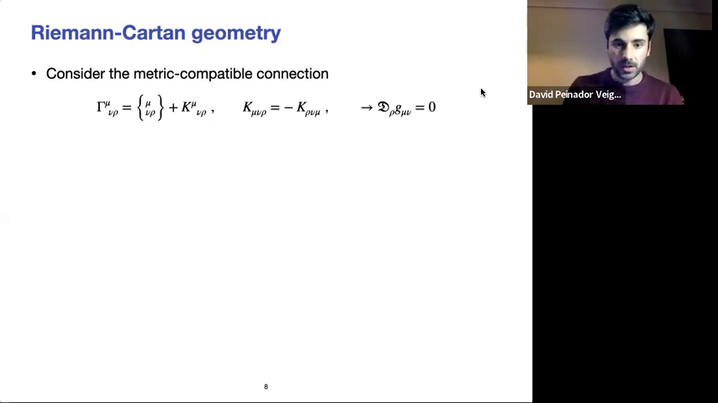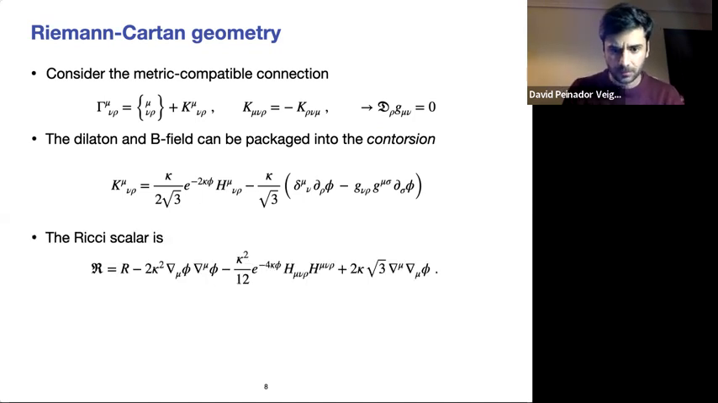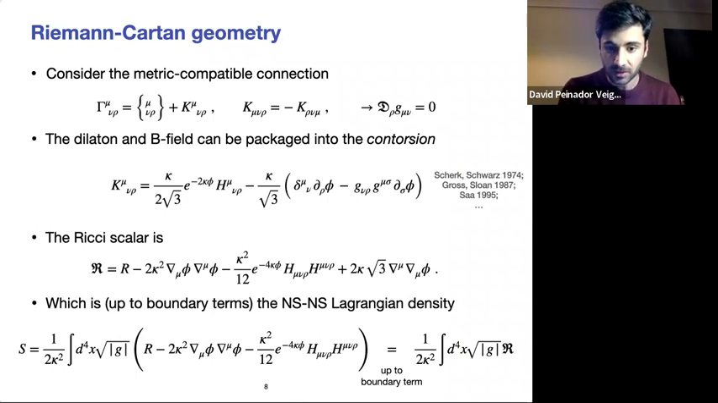Now we can populate these new contortion degrees of freedom with the B field and the dilaton in this way. This is motivated by the fact that when you compute the associated Ricci scalar of this connection, you get this, which so happens to be, up to this boundary term, equal to the NSNS Lagrangian density. So you see that these things are equal up to this boundary term. So you can write the action just in this very compact manner.